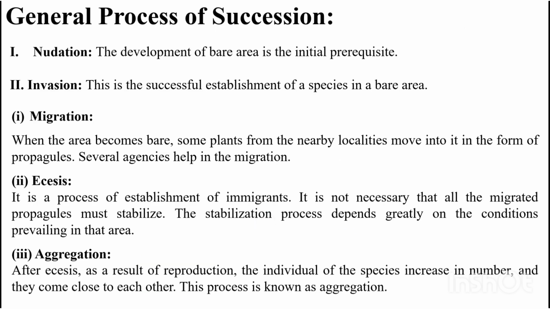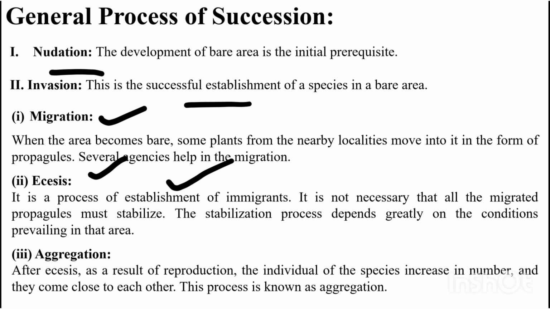Next, the general process of succession. At first, a bare land. In a bare land, the whole succession or community is developed; that is called nudation. A bare land is required. Next, invasion, that means successful entry of species and establishment. It involves migration, that means entry of any plant species or animal species into that area. Then ekesis, it is the process of establishment.